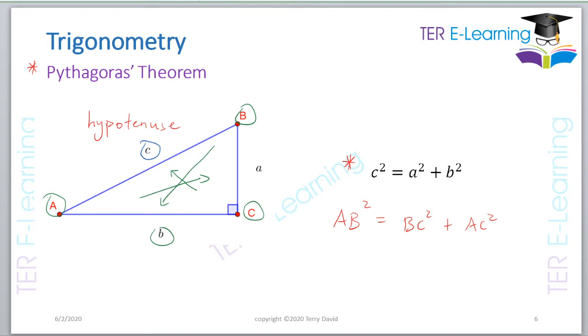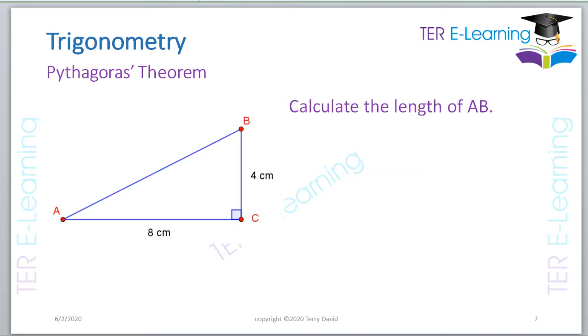So let's look at an example. How are we going to use Pythagoras' theorem now? So let's say we have a right angle triangle here and we have two lengths, right? We have the lengths on either side of the right angle. And I want to find the length AB.